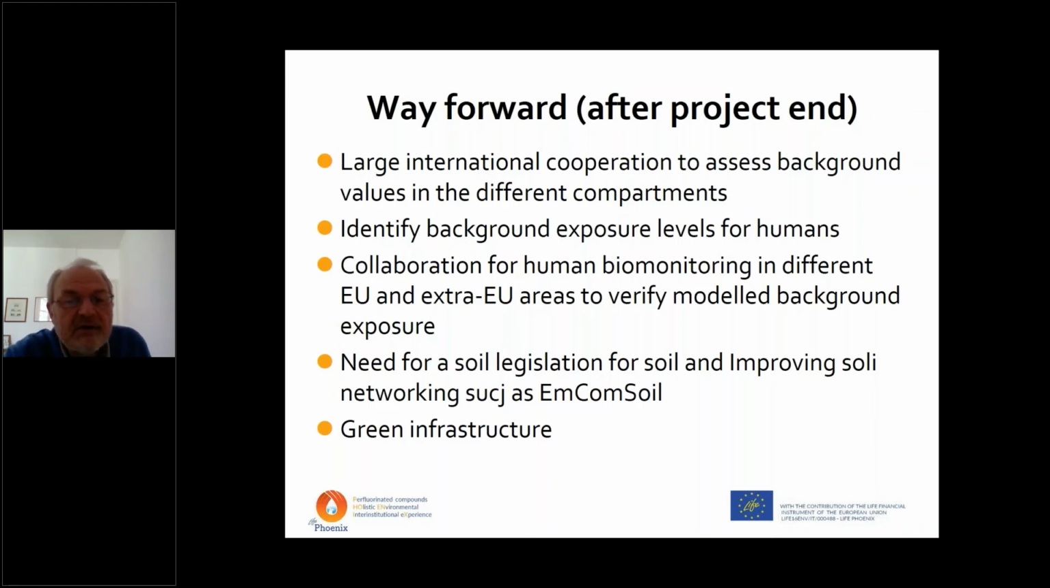the background concentrations are related to background exposure levels for humans, and we need to know this background exposure to understand also our human biomonitoring data, because there are a lot of efforts, for example, in the HBM4EU biomonitoring program, but if you don't know the background exposure levels, you cannot interpret in many cases the human biomonitoring studies. And also there is a need to improve the green infrastructure, and maybe wetlands can be one part of this green infrastructure in Europe.